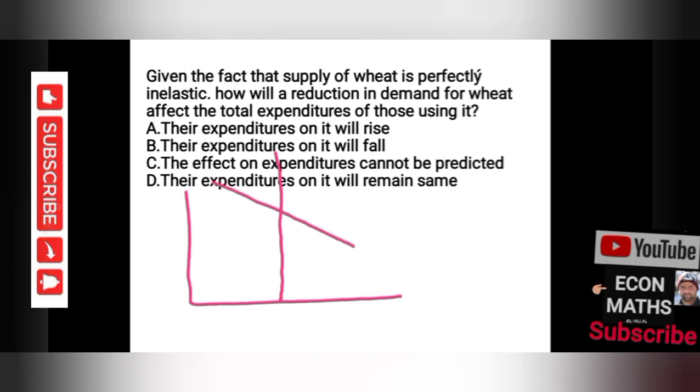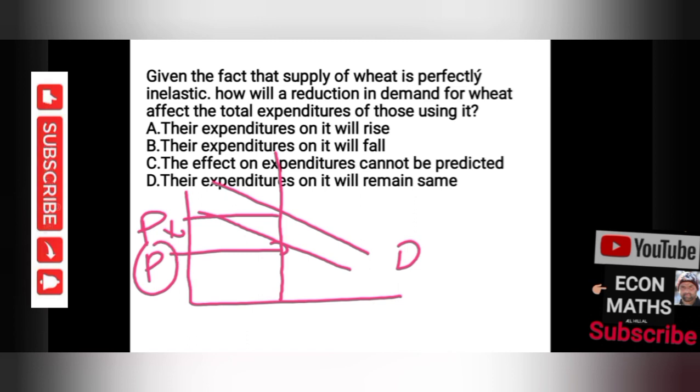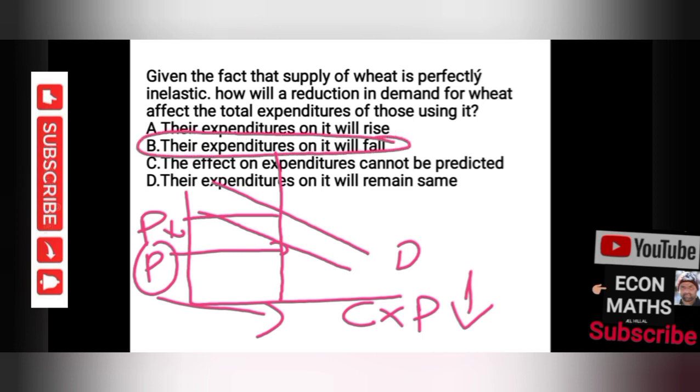Let us say this was the original demand. How will a reduction in demand for wheat affect the total expenditure? If this was the price, after the reduction in demand the price will go down. If price goes down, total expenditure will fall. So the correct option would be option B. I hope I am making myself clear.